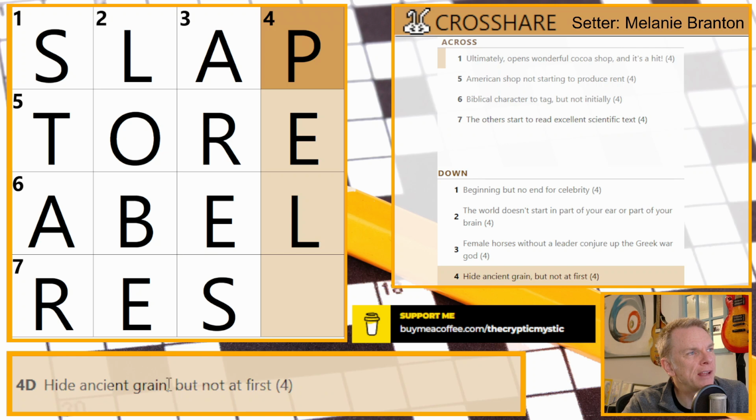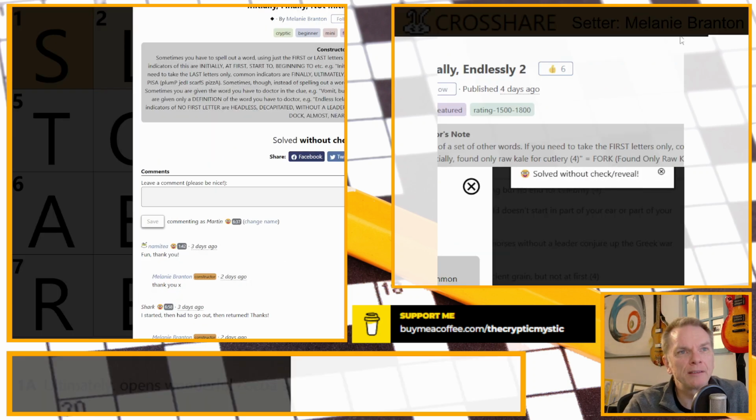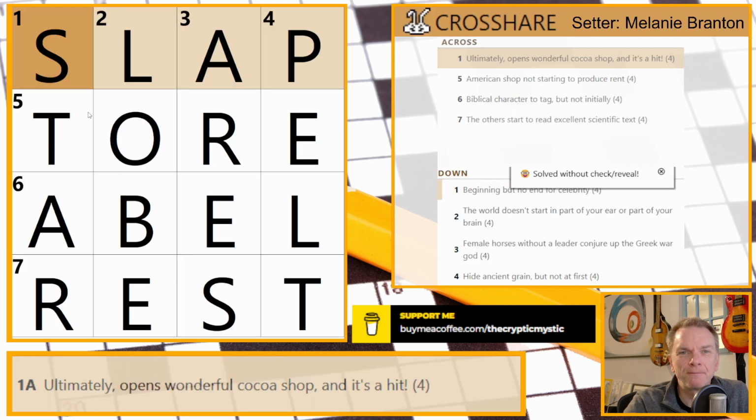Hide ancient grain, but not at first. So the definition here is hide. But again, it's not hide as in to secrete something, it's hide as in skin. We're looking at a word for ancient grain, but we're taking off the first letter. So that ancient grain is going to be spelt, isn't it? Take off the initial letter, and we end up with pelt. How neat's that? Very, very good.